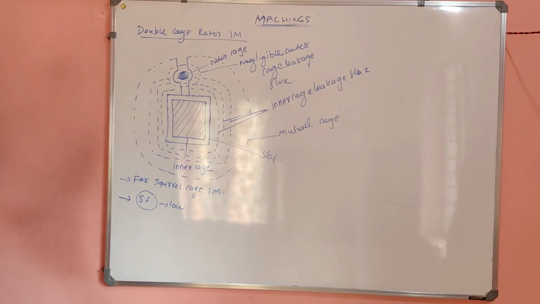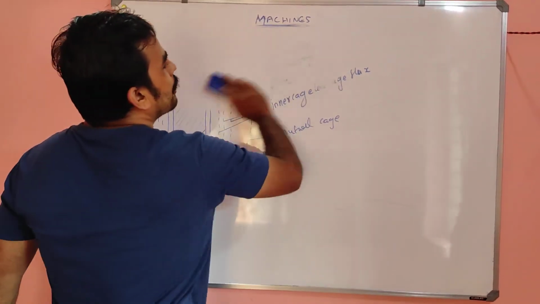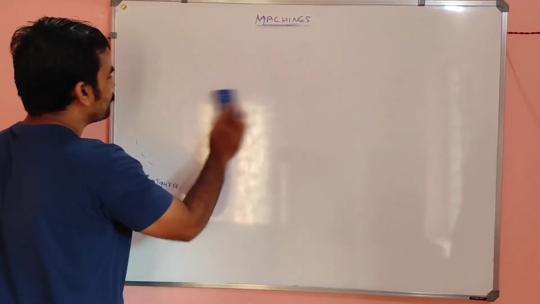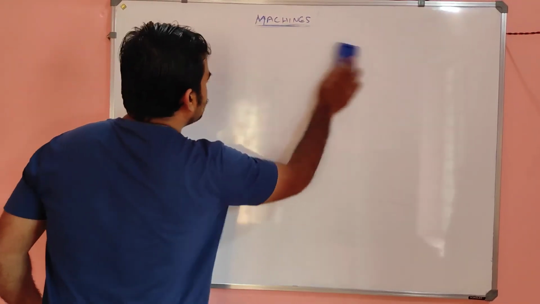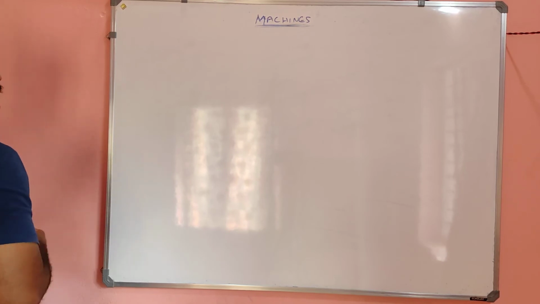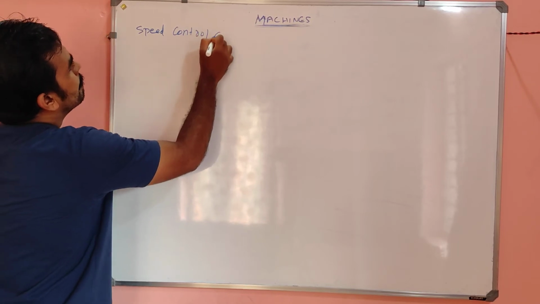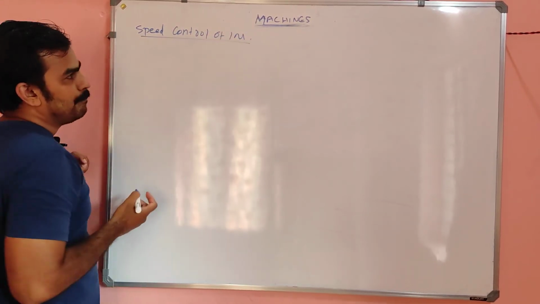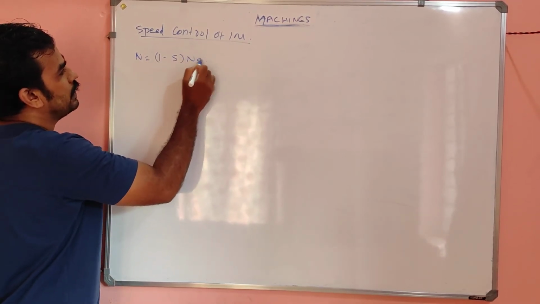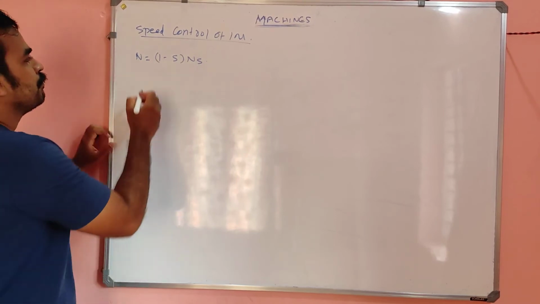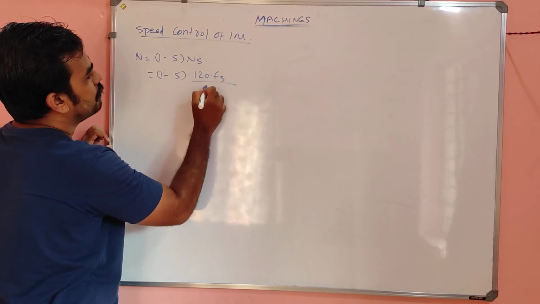Next, speed control of induction motor. These are special topics, not that important, but you have to be familiar with the concept. The induction motor speed equation is N = (1 − s) Ns, correct? So how can we write this again? (1 − s) Ns is nothing but 120 Fs divided by P.